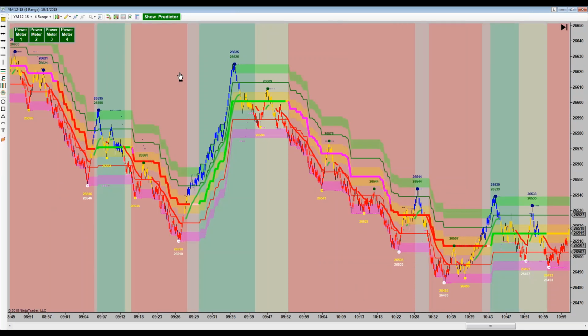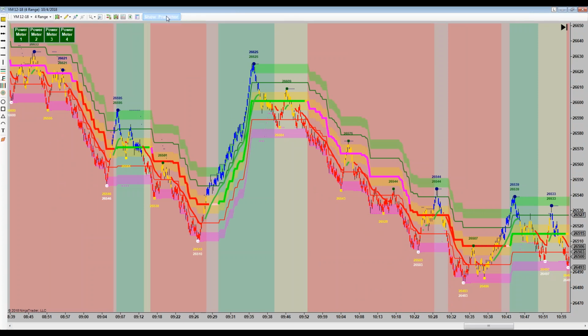The background colors, the power meters, the predictors, bar colors, as well as the mid-band and all the bands above and below it are what are called Viper indicators. They're what we use to visualize and take trades, and we'll get into that in just a second.